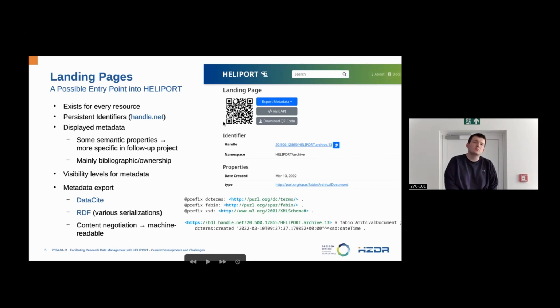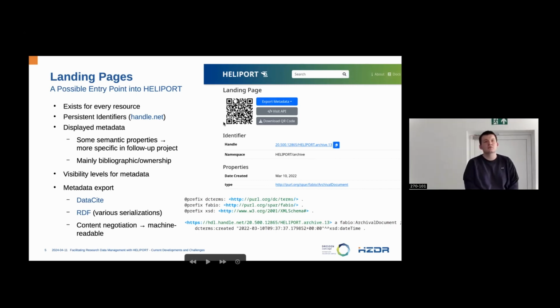But we also, on top of this, we want to allow people to show more specific, research area specific properties here. And the main information you can find on this page are kind of bibliographic metadata, for example, about the owner of the resource.